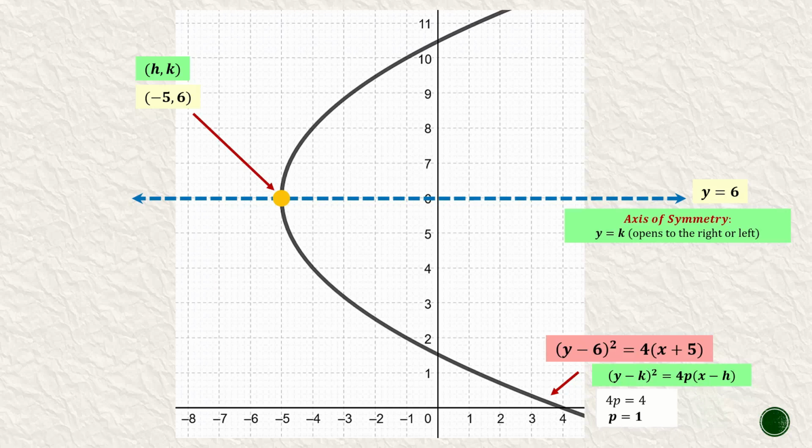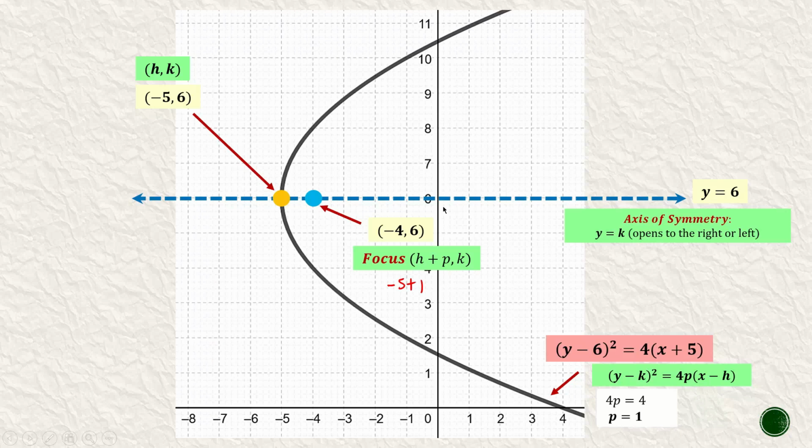Now let's locate the focus. For that, we will use the value of p. So p is 1. That means the focus is 1 unit away from the vertex, so it's somewhere here. Now if we don't have the graphical representation, there's a formula: h plus p. h is -5, plus 1 is -4. So let me just write that. -5 plus 1 is -4. And the k is the same as the k of our vertex. So that means that's this.